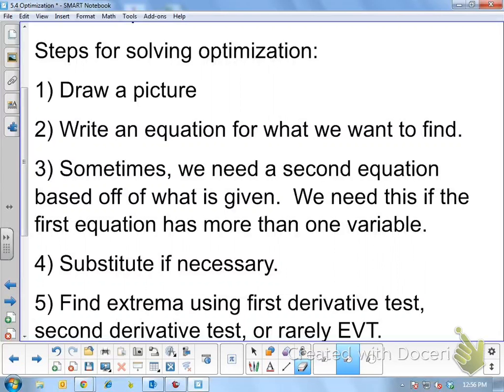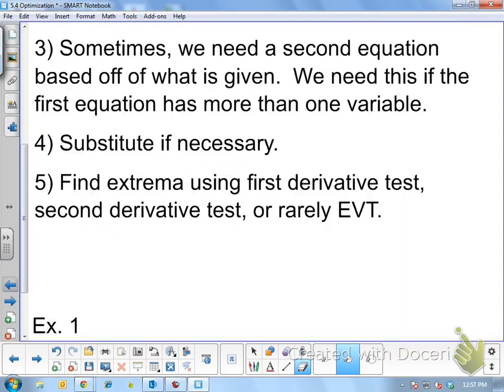So then last, once we've actually figured out our equation, then it's just straightforward calculus. Step 5, probably the easiest step as long as your brain has not been fried from figuring out the equation. Step 5 is just find the extrema using first derivative test, second derivative test, or very, very rarely the extreme value theorem. Sometimes we do have to consider a closed interval. But that honestly doesn't happen very often.